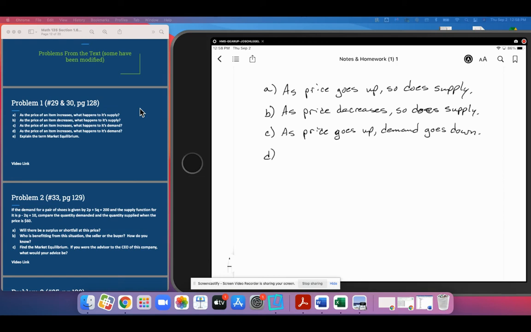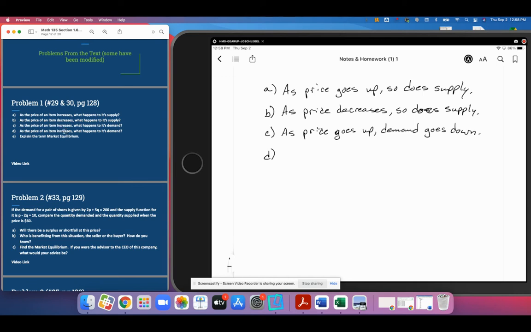Again, I mentioned in our examples that gasoline is one thing that seems to not be affected by the price. So anyway, moving on to part D. As the price of an item increases, and that should say decreases right here, folks. I'll make sure that that's fixed before I get this out to you.